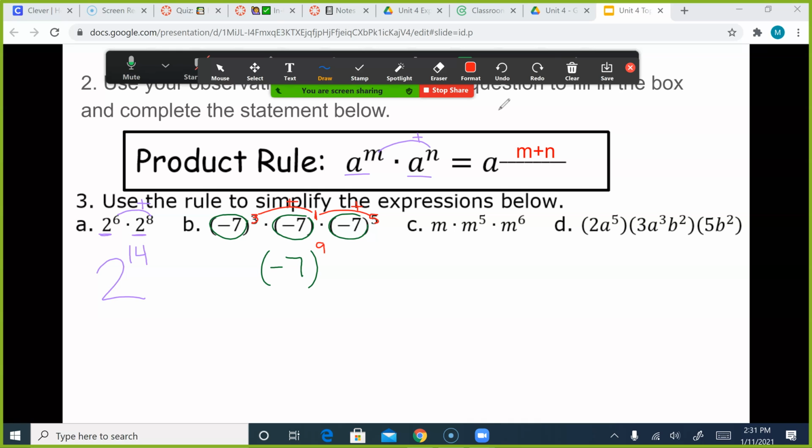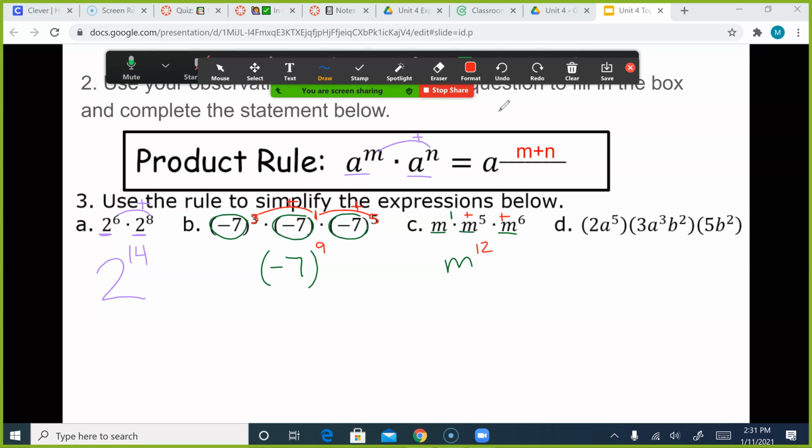Alright, so likewise here on the M, there's a 1 there. They're all M, so we can combine all of them by adding these exponents together. So 5 plus 1 is 6, plus another 6 is 12.